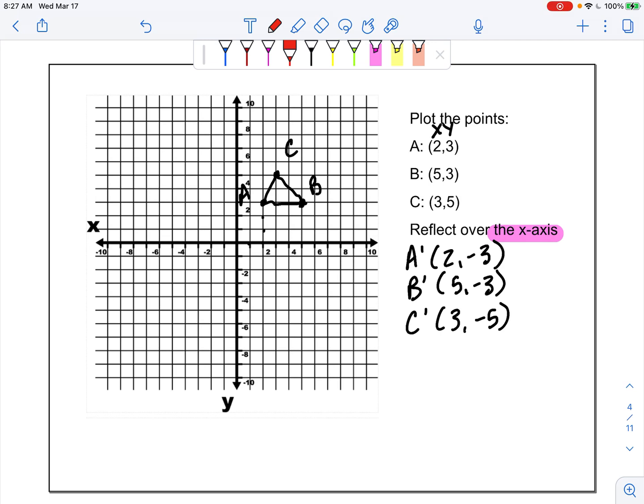So A is going to be 2, negative 3. So here's my A prime. Make sure you mark that. My B is going to be 5, negative 3. So that's going to be right here. There's my B prime. And then C prime is going to be 3, negative 5. So my C is going to be right here. So when I connect them, you can see I just have the same image. It just is in reverse on the other side.